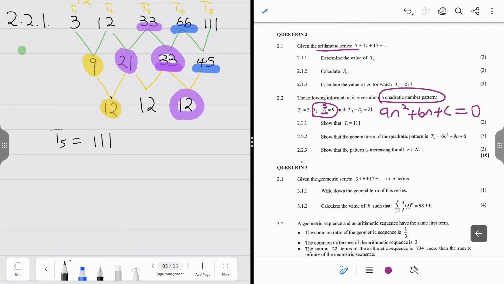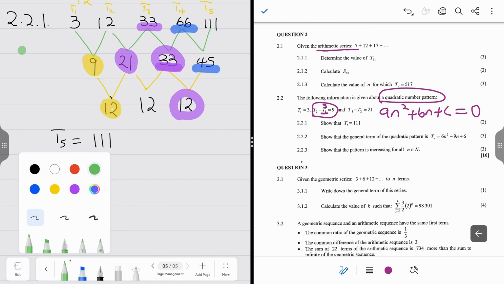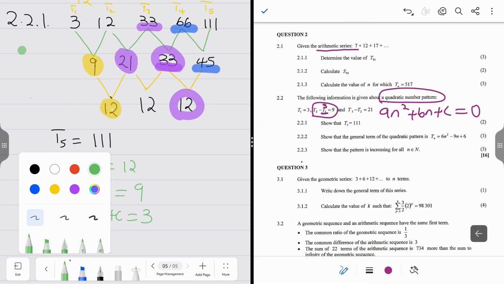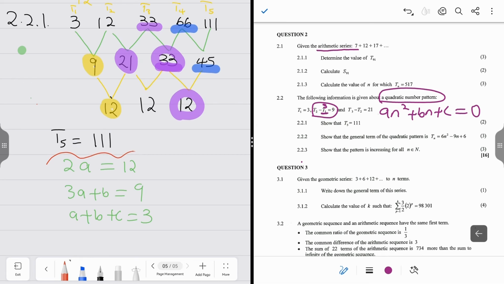This is another way. You can use your values. I'm just going to write them down. Remember that your first difference, which is 2a, will be equal to 12. Your second difference, which is 2a, is 12. So you can use that, and you can use 3a plus b, which will be equal to the second one, which is 9. And you have the first one, which is a plus b plus c, that will be equal to 3. So you can as well use this to get to the answer properly. It's not always that there's one way of doing this. You can as well use this to get to the answer.